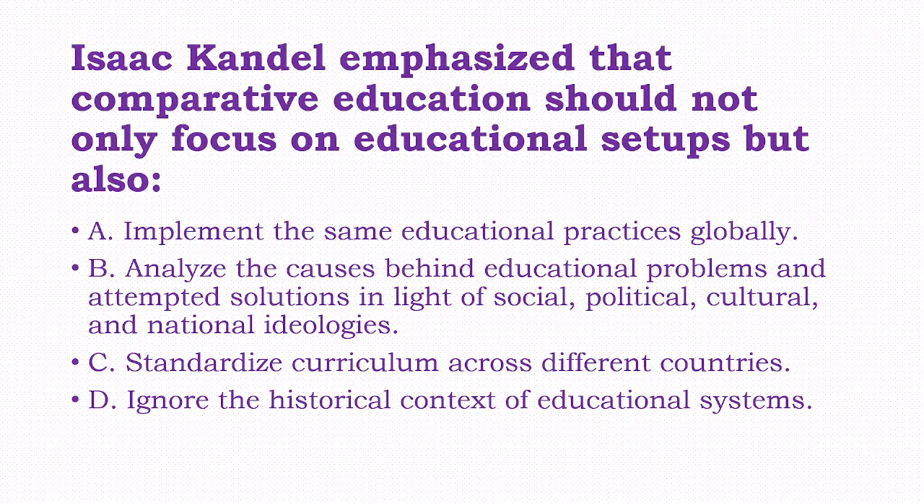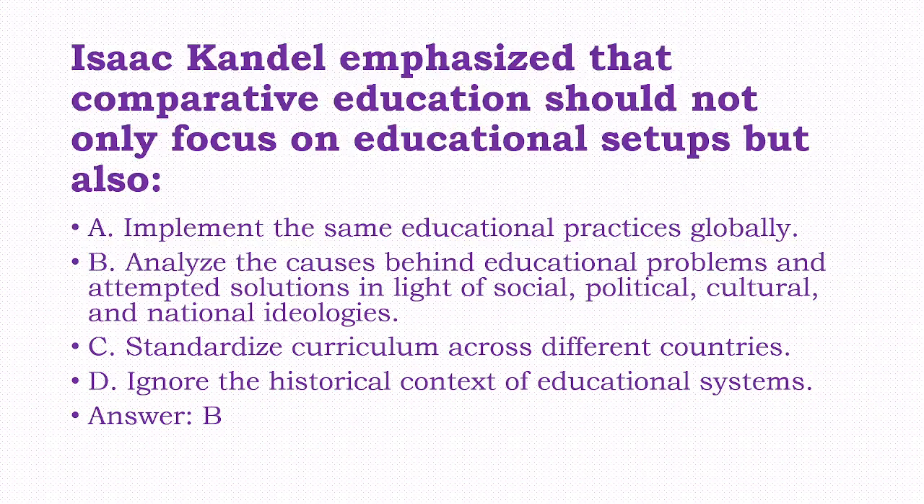Next, Isaac Kandel emphasized that comparative education should not only focus on educational setup but also, options: implement the same educational practices globally, analyze the causes behind educational problems and attempted solutions in light of social, political, cultural, and national ideologies, standardize curriculum across different countries, ignoring the historical context of educational systems. Answer of this question is option B, that is analyzing the causes behind educational problems and attempted solutions in light of social, political, cultural, and national ideologies.